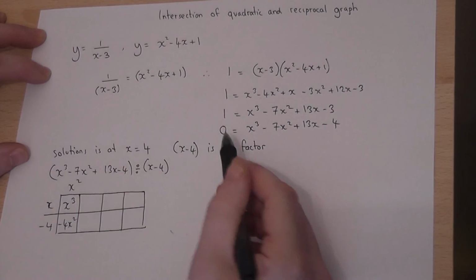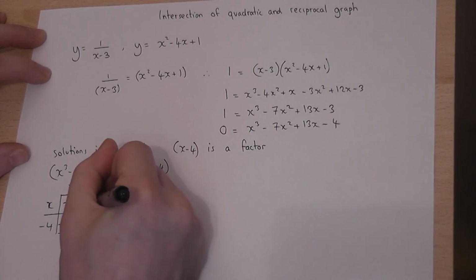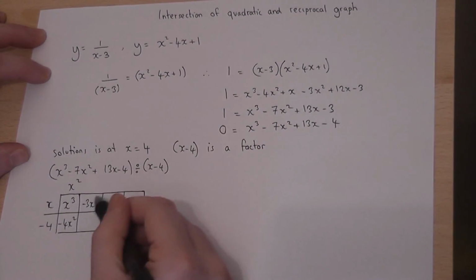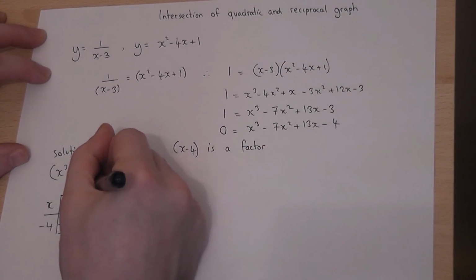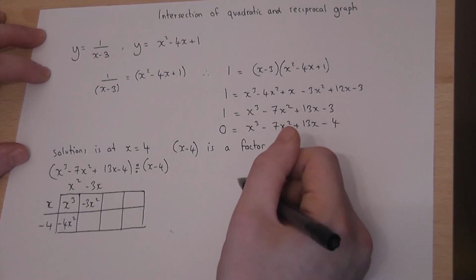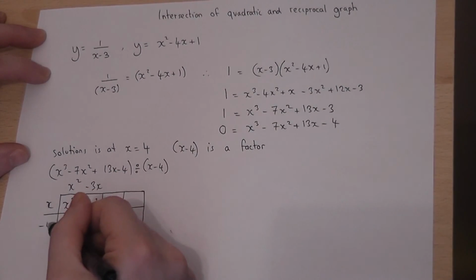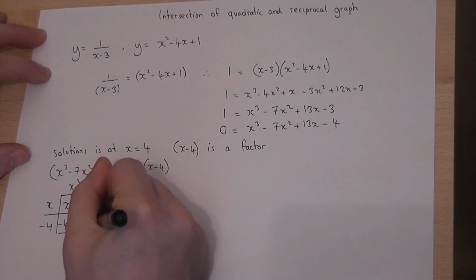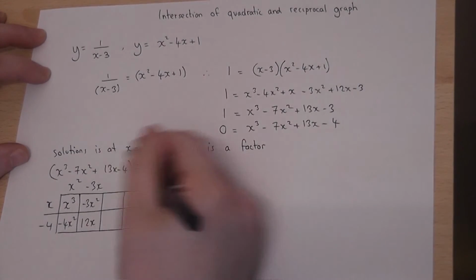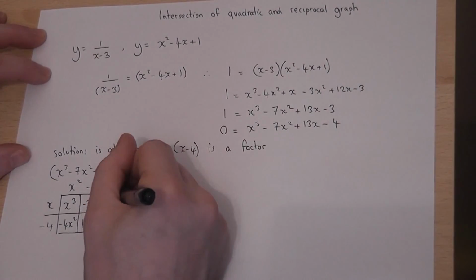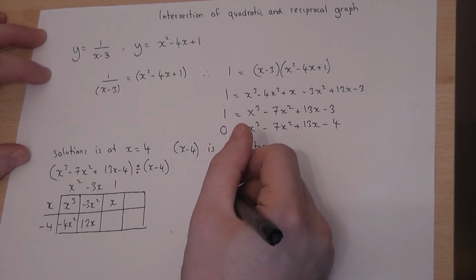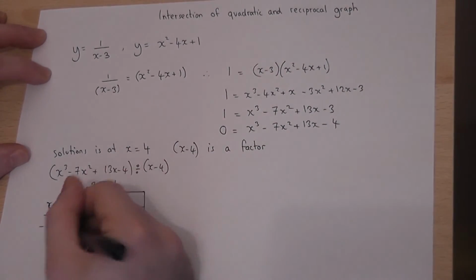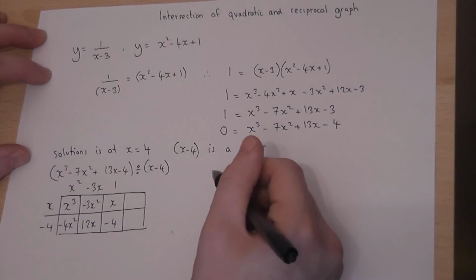But I want a minus 7x squared, so I need another minus 3x squared up there. These two terms combine to give minus 7x squared. I've already got an x, so I need a minus 3x. Now minus 3x times minus 4 is plus 12x. I need a 13x. I need one more x. And x times what is x? Well, x times 1. And to check this, 1 times minus 4 is indeed minus 4 as required.